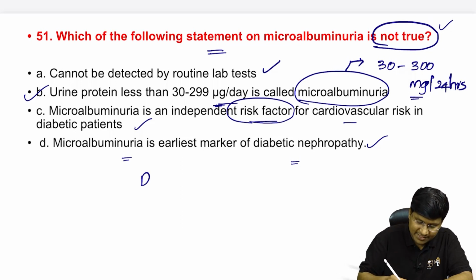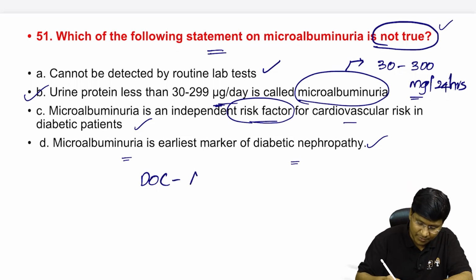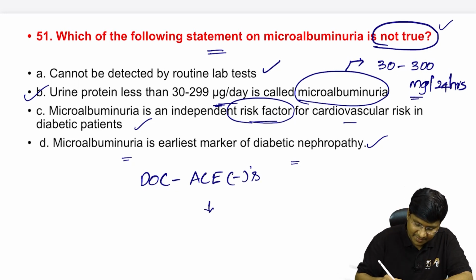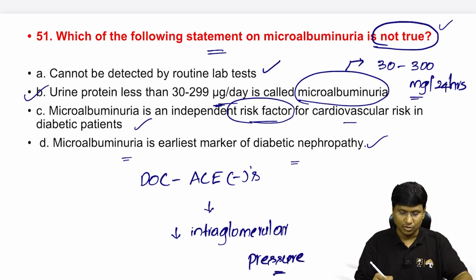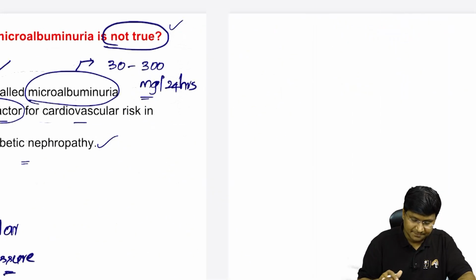And what is the drug of choice for microalbuminuria? The drug of choice for microalbuminuria is the ACE inhibitors. Now, what will these ACE inhibitors do? These ACE inhibitors will reduce the intraglomerular pressure. So by reducing the intraglomerular pressure, the proteinuria decreases. So the answer here is B.